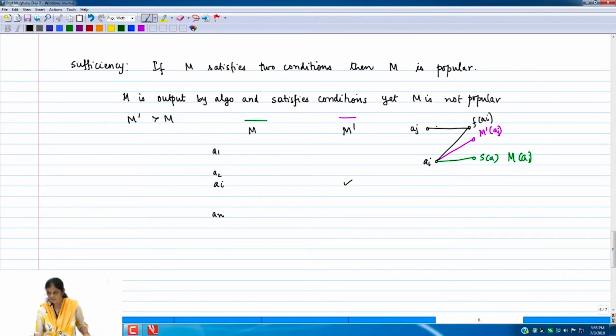That is its M prime partner. We do not know what it is. It is just better than S of A. Yeah, it need not be the first. We are not assuming M prime is popular.